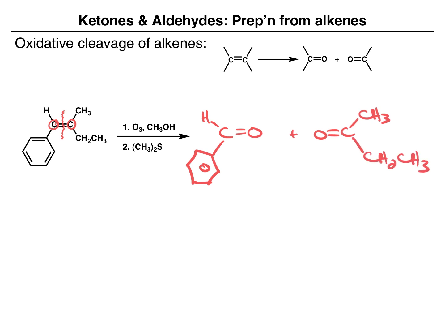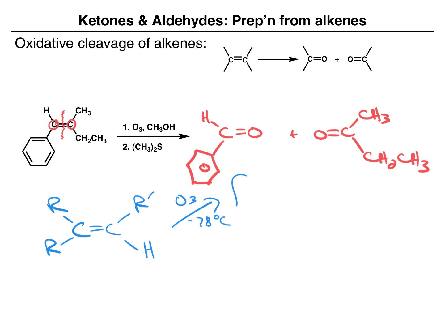We can think about this reaction more generally, and let's say we have an alkene that's connected to two alkyl groups on the left side, a different alkyl group, and a hydrogen on the right side. So treatment with ozone, which requires an ozone generator, is typically carried out at minus 78 degrees Celsius. It leads to the formation of an ozonide that looks something like this.